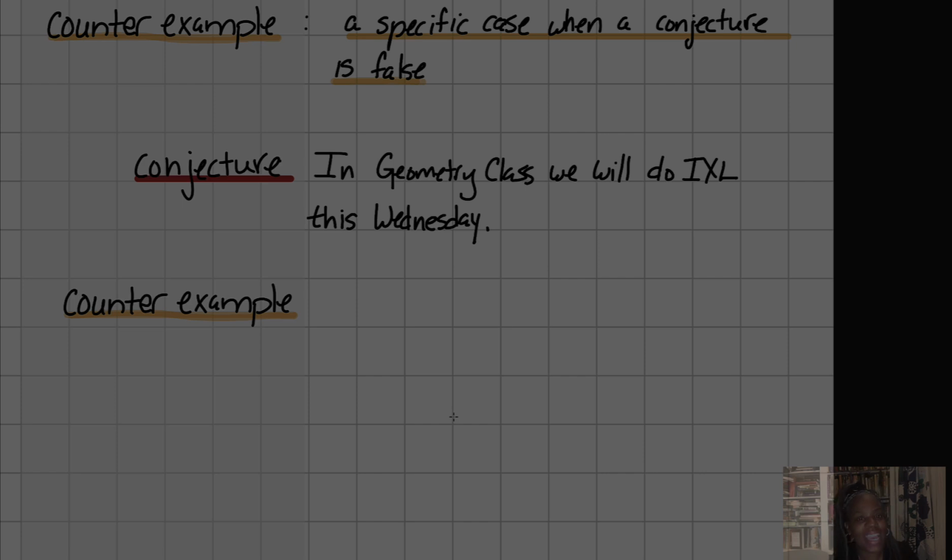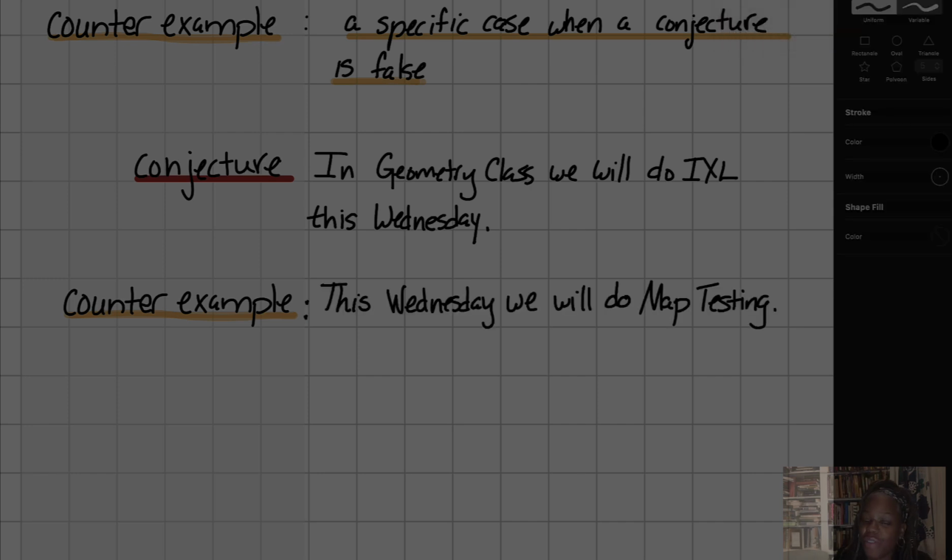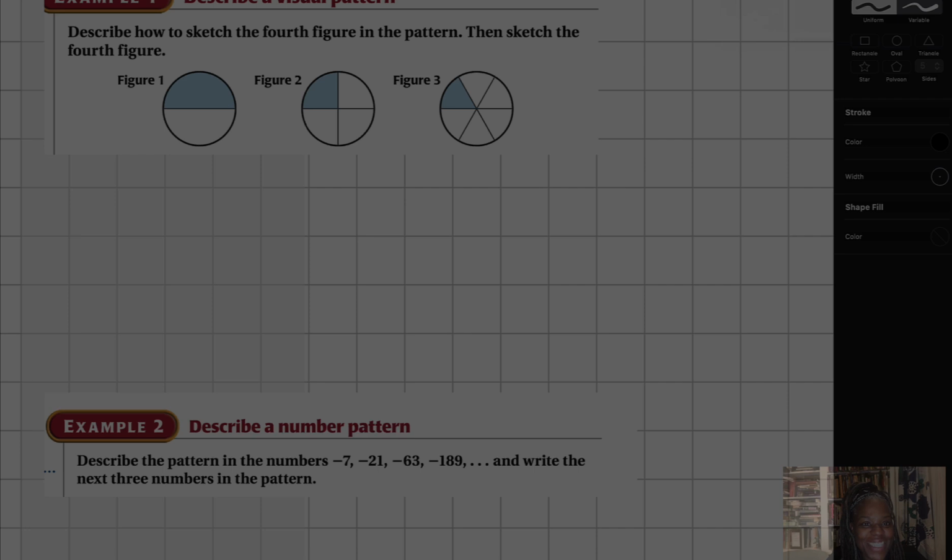They don't know my lesson plan. They have no idea what my plan is, but they're looking at a past experience. They're using inductive reasoning to think through the fact that, yeah, Wednesdays we do IXL. Here's the counterexample. The counterexample is that this Wednesday, we're going to be doing MAP testing. The fact that we're doing MAP testing this Wednesday, as opposed to the regular IXL, would be a counterexample to the conjecture that we're doing IXL this week. Make sense?